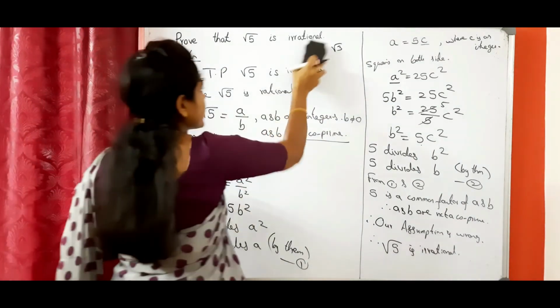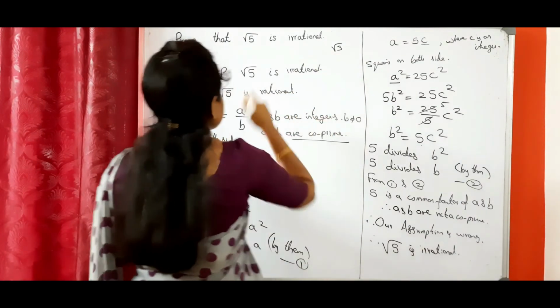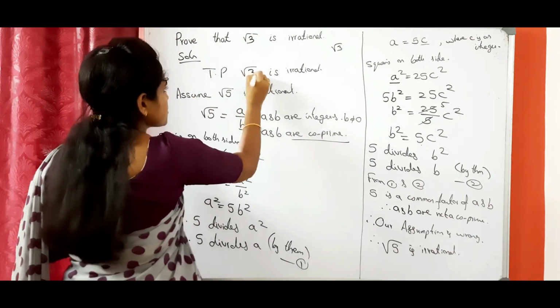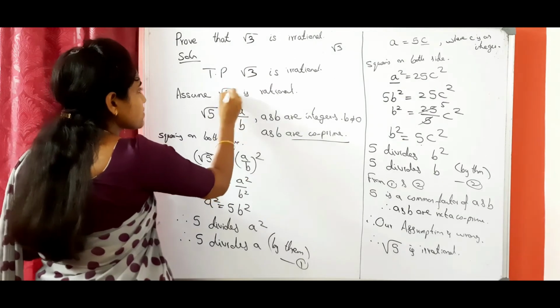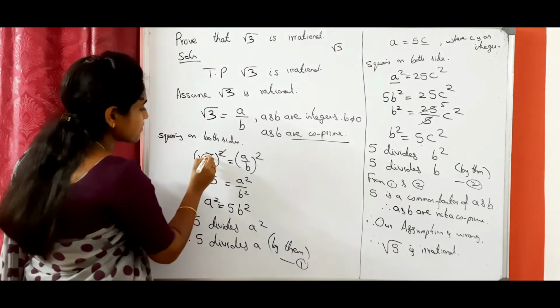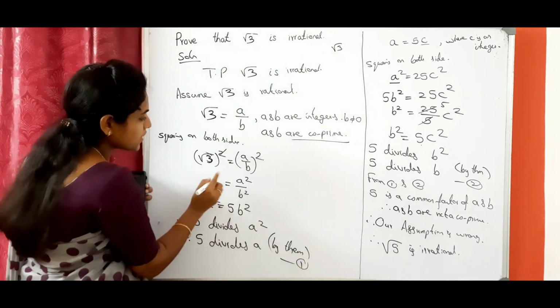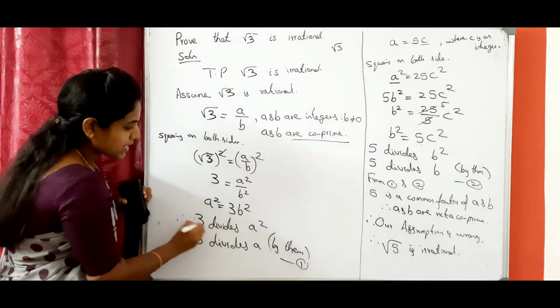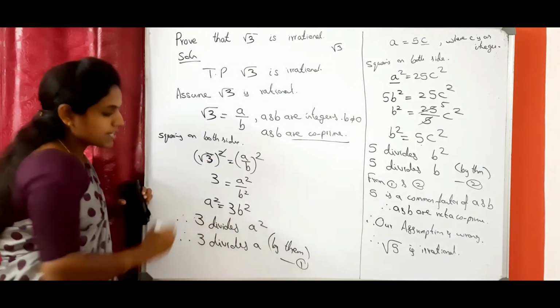Now I am explaining how to do root 3. See, instead of 5, we need to write root 3. Here also 3 to prove. Next, assume root 3 is rational. Next, squaring on both sides, we can cancel the square root. So here 3 equals A square by B square. So here also 3 divides A square and 3 divides A.